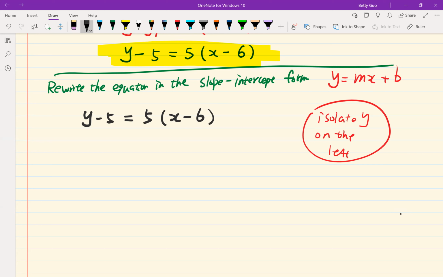5 times x, 5 times -6. We'll remove the parentheses first. What is it? You remove the parentheses by applying the distributive property first.